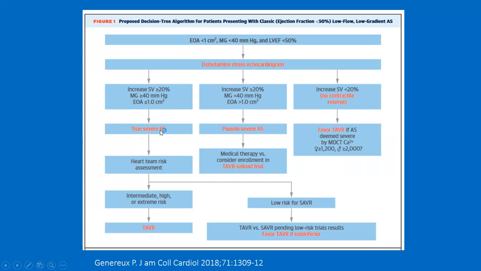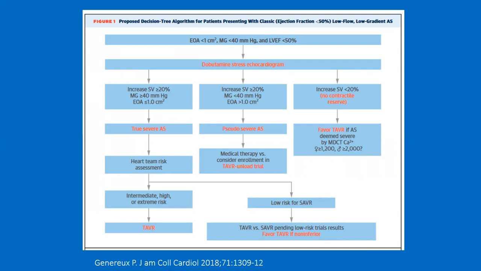This is true severe aortic stenosis. A heart team risk assessment is warranted. If they are intermediate or high or extreme high risk for surgery, TAVI is indicated. If they have low risk for surgical aortic valve replacement, TAVI or surgical aortic, pending low risk trial results, and favor TAVI if not inferior.